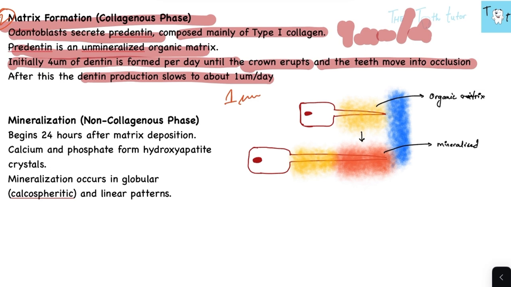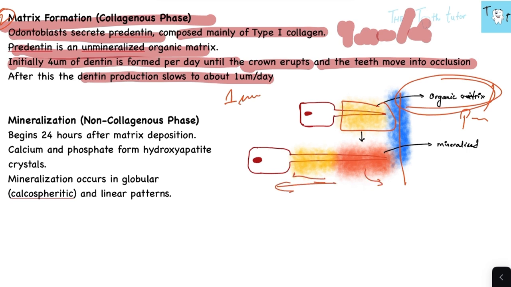Again, you can see over here, this is your enamel. This is your first layer of dentin, that is the predentin or the organic matrix. And as the odontoblasts move backwards, this layer is mineralized and a second layer of organic matrix, predentin, is formed. Then mineralization, that is the third step. So now we are talking about moving from here to here, how this predentin, the first layer, got mineralized. This begins 24 hours after the matrix deposition.